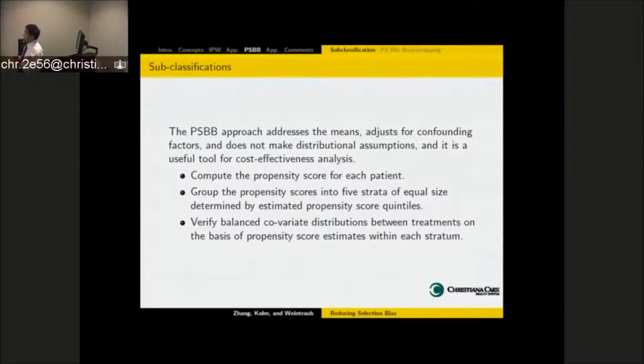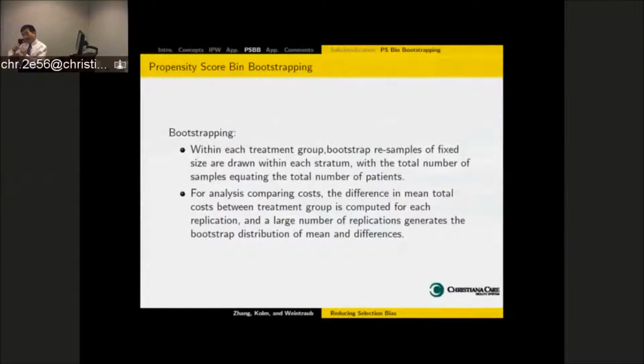It's useful for cost effectiveness analysis. So the procedure is like this: compute the propensity score at the individual patient level, and then group the propensity score into five strata of equal size, and then we can balance the covariate distribution. After that, why combine with bootstrapping? Because for cost effectiveness in health economics, we usually use bootstrapping to estimate the outcomes. So within each treatment group, bootstrap resamples of fixed size are drawn within each stratum, which means for each subclass we use a bootstrapping method. And then we analyze the comparative cost, the comparative difference, and calculate the ratio of cost divided by the effectiveness. You can see that.